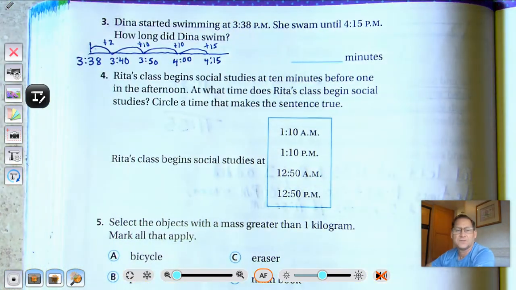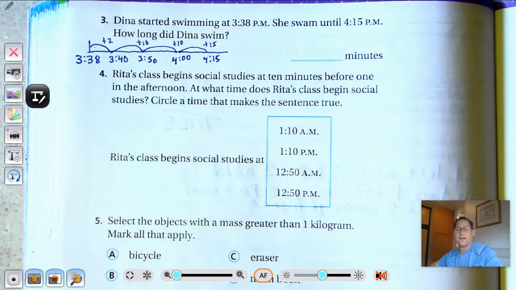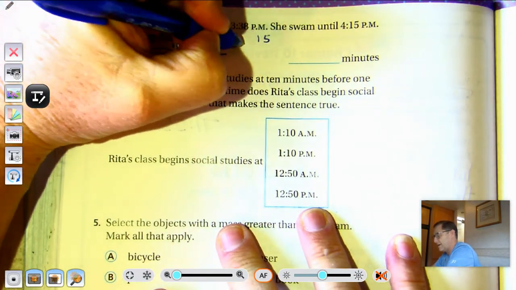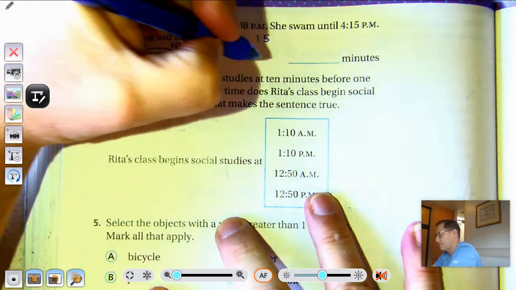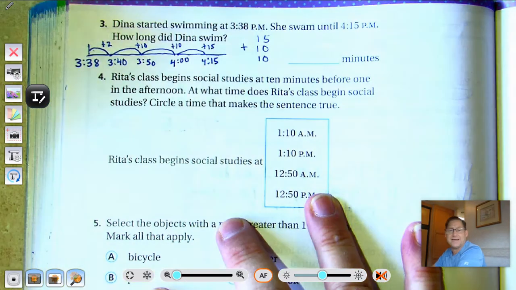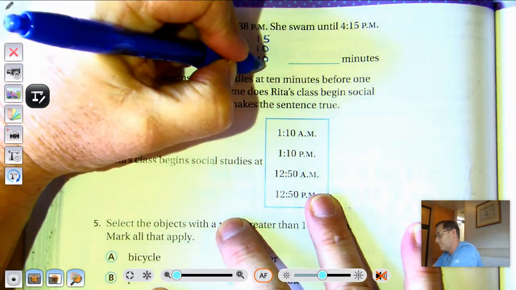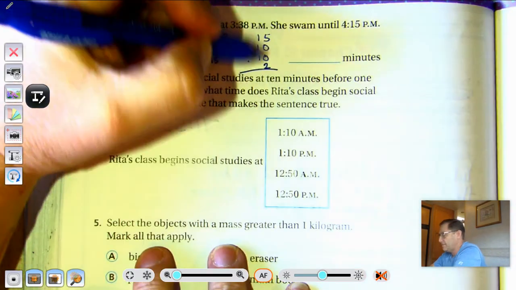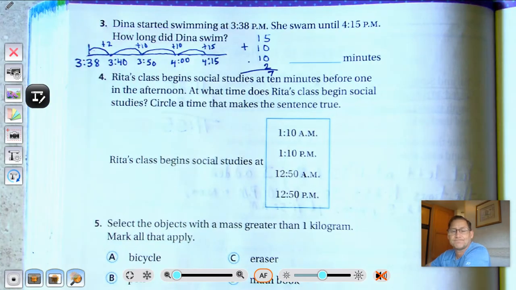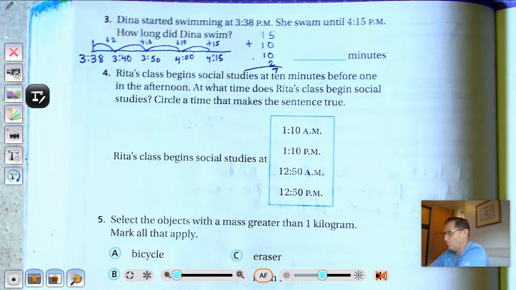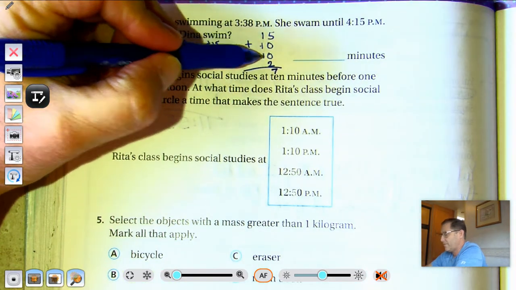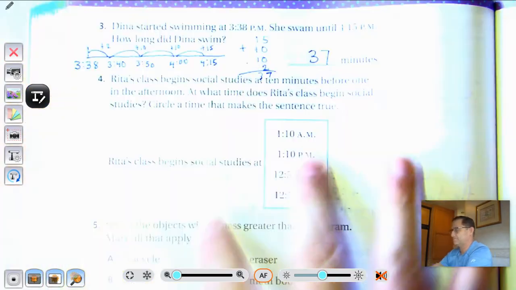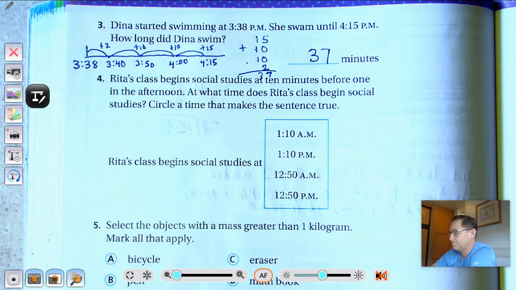All right. So what times do I add? Let's start with the largest number. I had 15 minutes plus 10 plus 10 plus 2. All right. Well, 5 and 2 is 7, right? And 10, 20, 30. So 37 minutes is how long she swam.